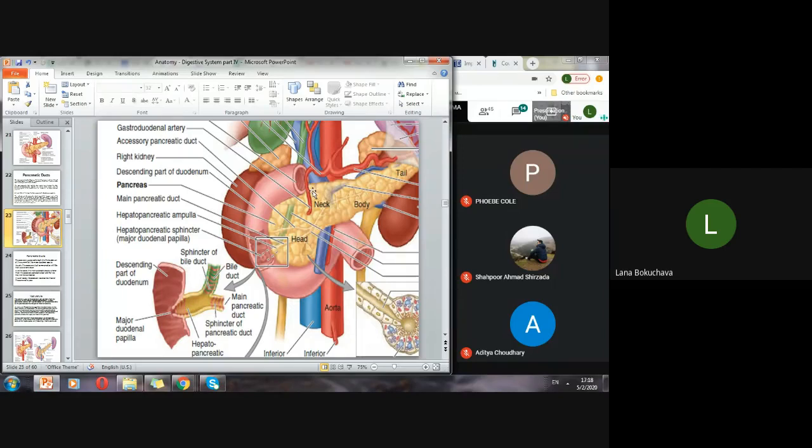So the right renal artery, as well as the right renal vein, and some portion of the left renal vein, will also be associated with a part of the head posteriorly. Now you will say, okay, it's clear why the right renal artery and the right renal vein are in close proximity to the head of the pancreas, but why the left one?